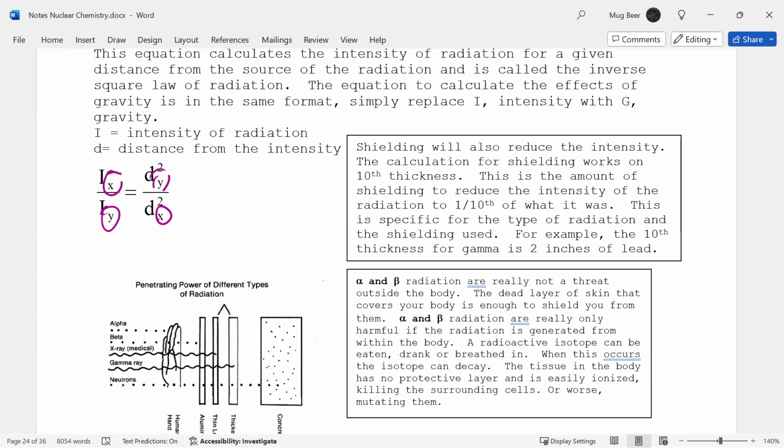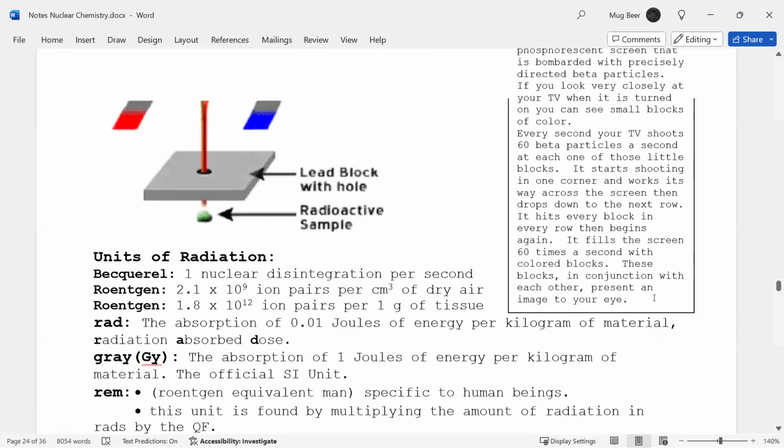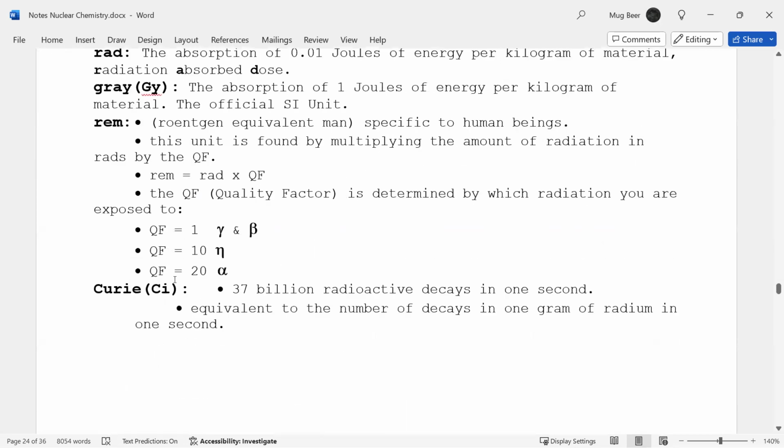But what's important to realize is the shielding works differently for different radiations. What we would shield for would be neutrons and gamma. So why am I not shielding for alpha and beta? If we remember the units that we talked about here, the quality factor for gamma and beta is 1, for neutrons is 10, and alpha is 20. So that's 20 times worse to be exposed to alpha than it is to be exposed to gamma or beta. So why am I not blocking for alphas?